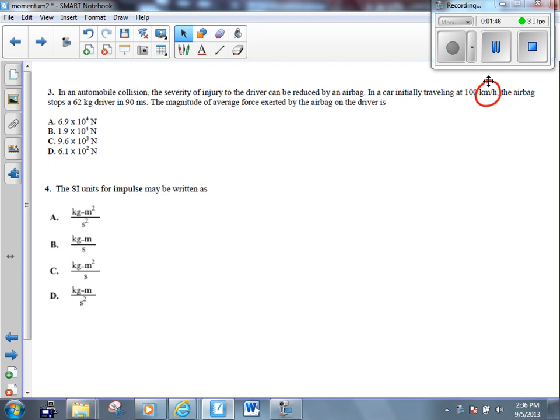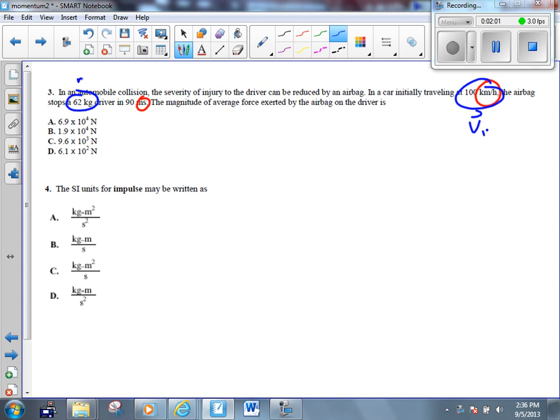62 kilogram car in 90 milliseconds. Again, another strange set of units that we don't normally see, a set of units that we can't use when we're plugging it into an equation. Want to find the average force. Let's circle our actual givens here now. This is going to be VI. This is going to be the mass. This is going to be the time. We're looking for the force. If we read between the lines, there is actually one other thing that we have given to us here. What is it? Yep. Good. VF is what? Good. If it stops, VF is going to be 0 meters per second.